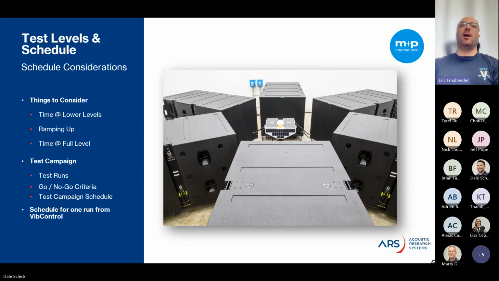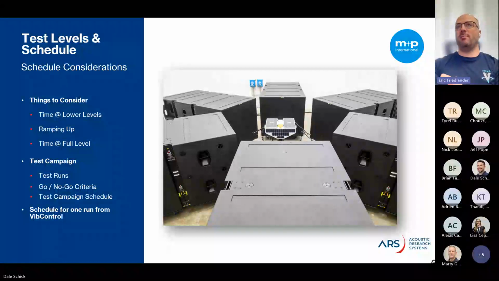Then the things to consider as part of the schedule. There are a couple of nomenclatures to keep in mind. We have a test program, which is all of your acoustic test runs. Then you have each acoustic test run, which turns on, ramps up to a predetermined level as part of your test campaign, and then ramps down again. And then you have a schedule within each run of what levels you're going to hit relative to the full level for that run, in order to ramp up the way you want. So you want to consider, first of all, how much time are you spending at lower levels?